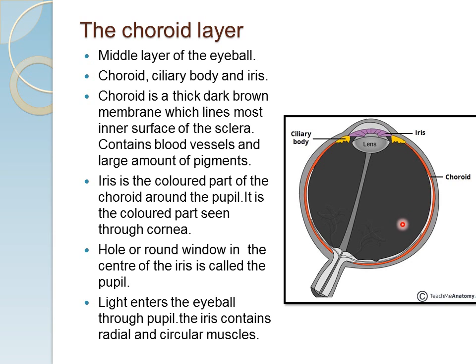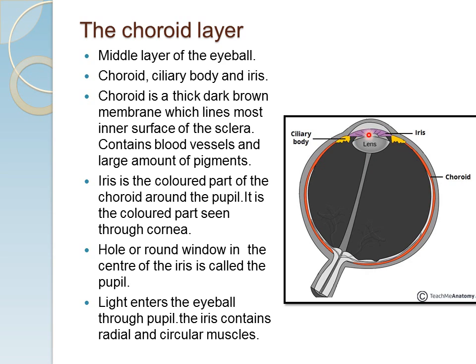It contains many blood cells and a large number of pigments. We know there are several pigments in the eye which absorb light, like rhodopsin and iodopsin pigments in rods and cones. So these pigments are mainly present in the choroid region. The choroid absorbs the light rays so they are not reflected back into the eyeball. There are numerous blood vessels in this thin choroid layer which give nourishment to the retina.